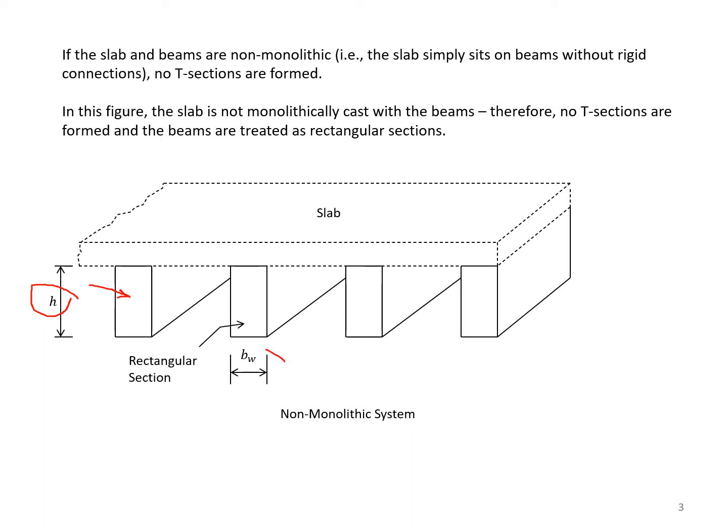The width of the beam is bw, and there is no contribution from the slab to the formation of any T-beams or anything like that. It's just rectangular sections that are used here.